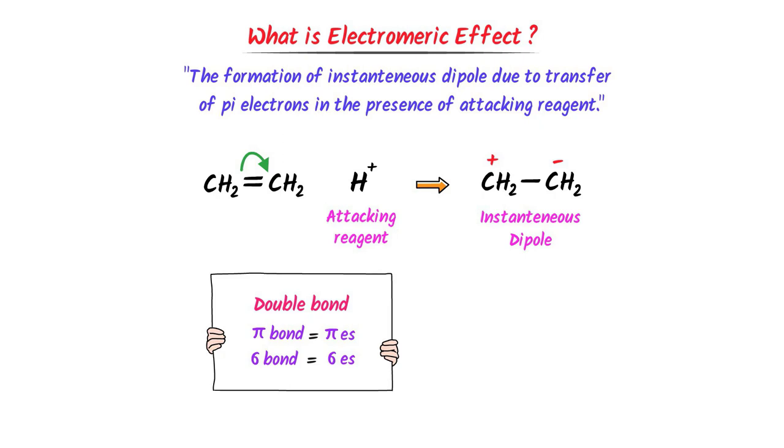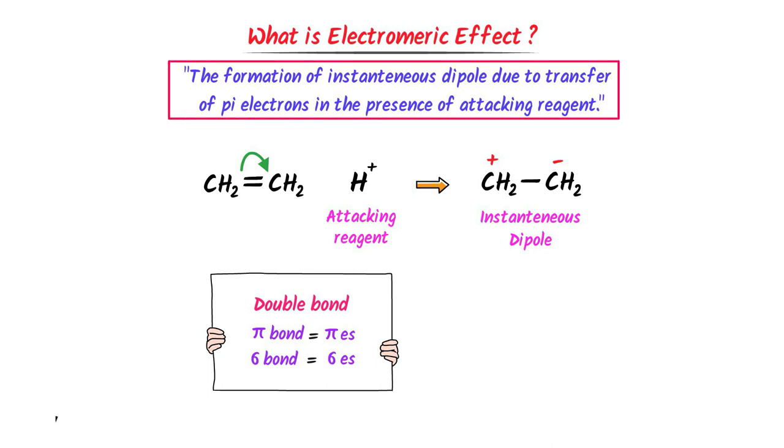Let me repeat it. The formation of an instant dipole due to transfer of pi electrons in the presence of attacking reagent is known as electromeric effect.